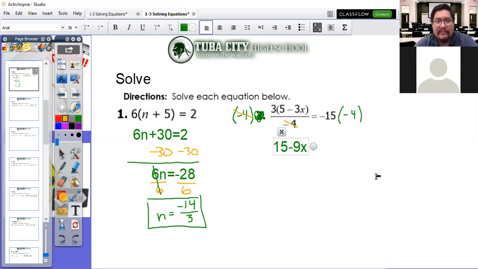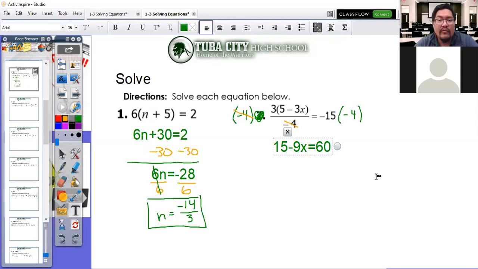So again, if you see a plus, you do a minus. If you see a minus, you do a plus. If you see a divide, you do a multiply, and so on. Now in this case, I'm going to multiply -15 and -4, so we get +60. I'm going to double check, make sure that we got all of these things in the right place, and so far so good. And that's how we got rid of the fraction.